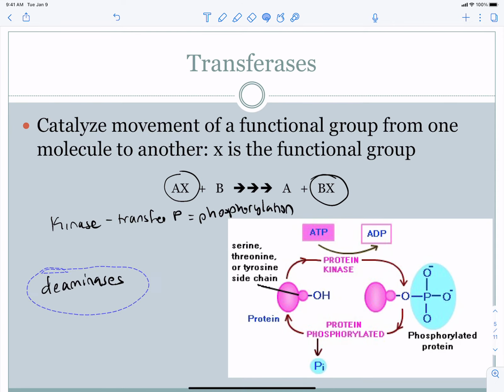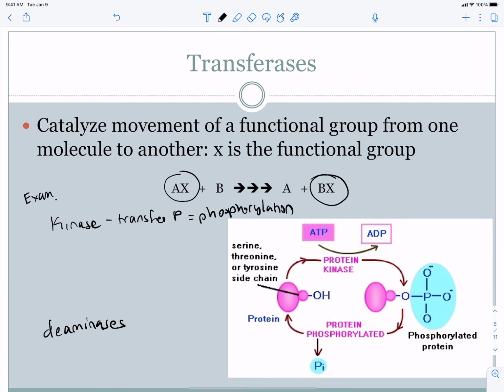I'm going to move this deaminase. Let me put it here.